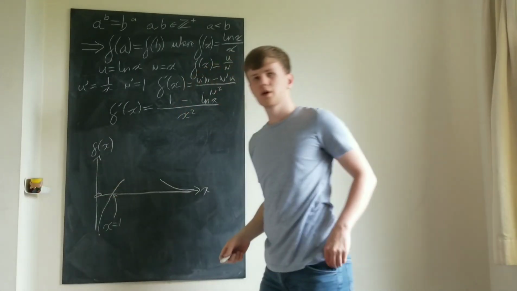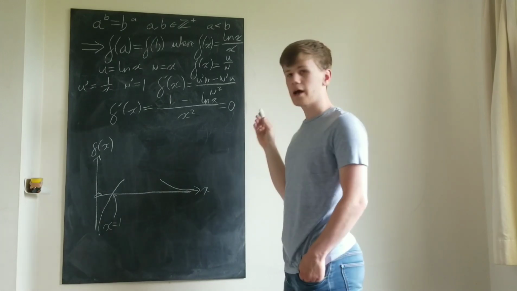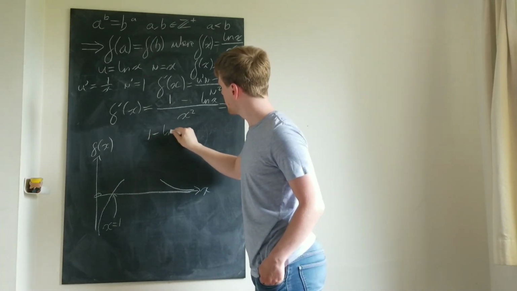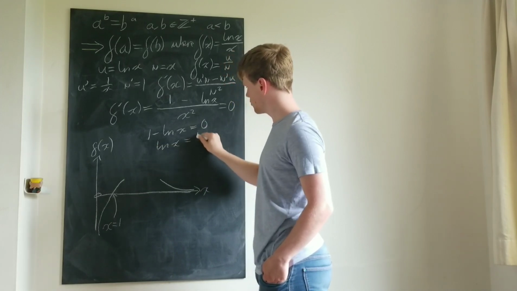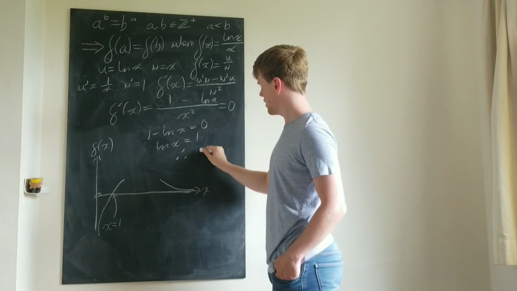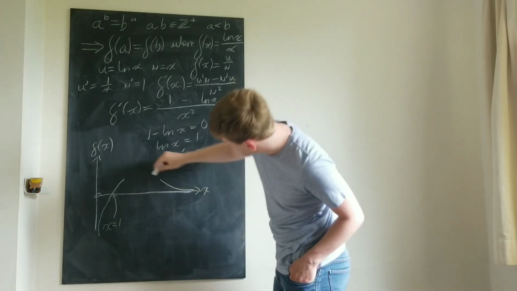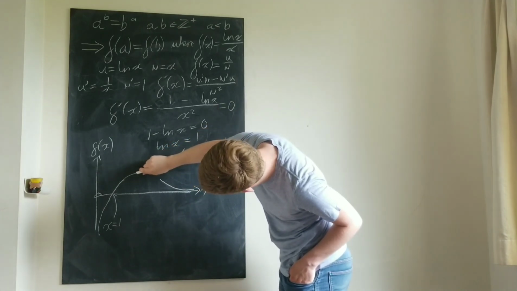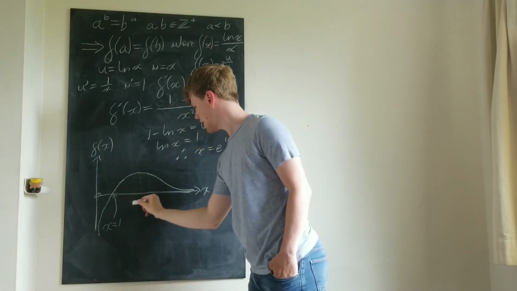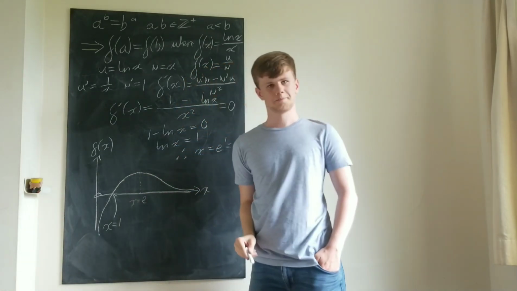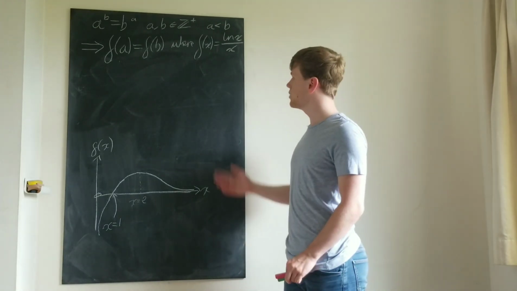And so, when our derivative f dash of x is equal to 0, we can multiply by x squared on each side. We have 1 minus ln x equals 0. Therefore, ln x equals 1. Therefore, x is e to the 1, which is just e. And so we'll have the turning point of the function at x equals e.